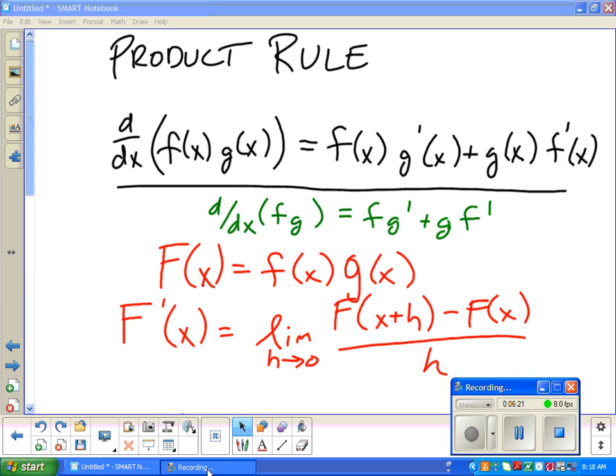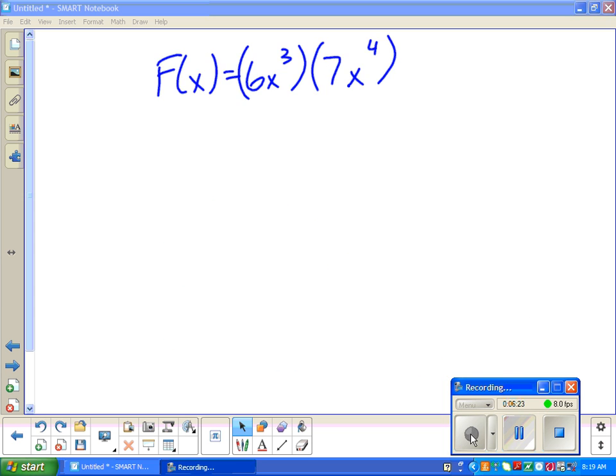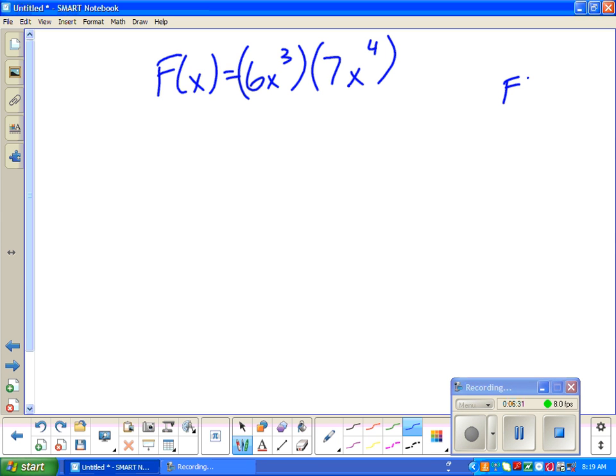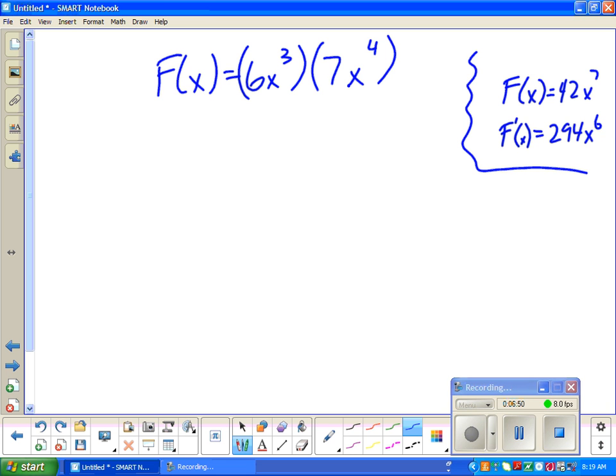So let's try one. Let's take a look at an example. Now this is one where you should be able to figure out the derivative the old-fashioned way. So we all agree that you can simplify f of x over here to 42x^7 and get 7 times 42 is 280 plus 14, 294x^6 is the answer. Do we all agree? Before we even start, we know we've got that answer. So let's do the product rule and see if we can't get that.